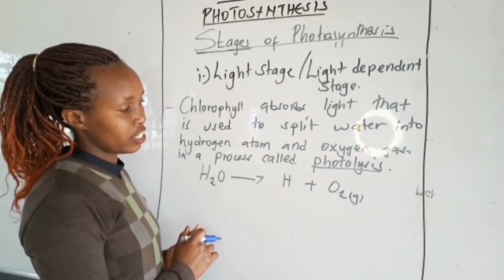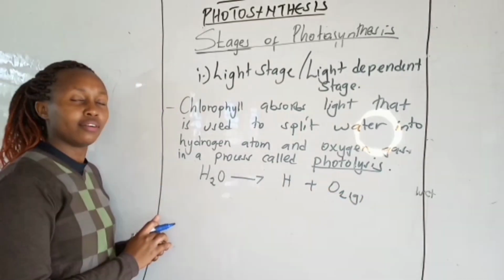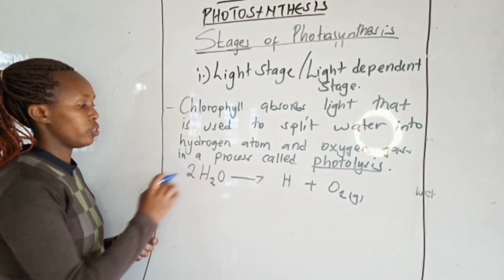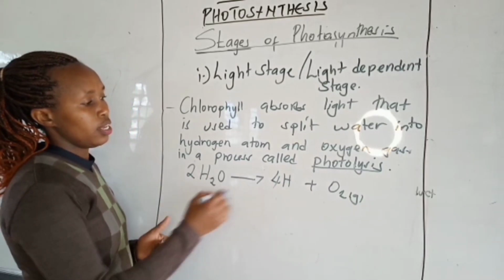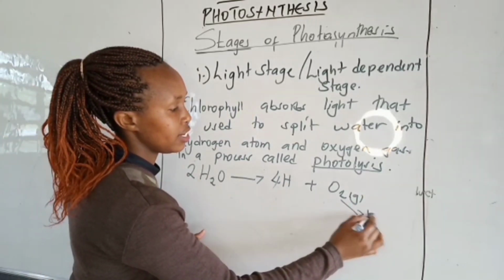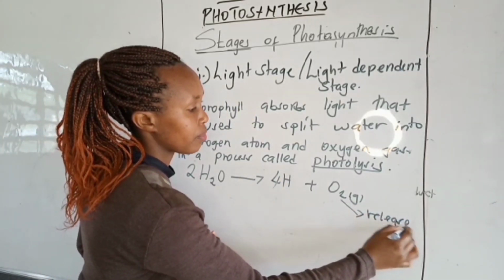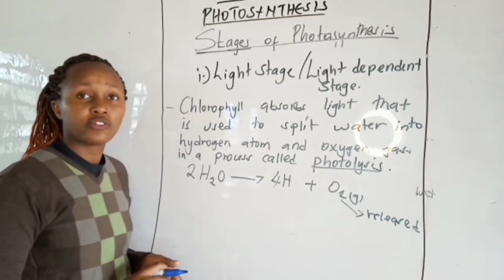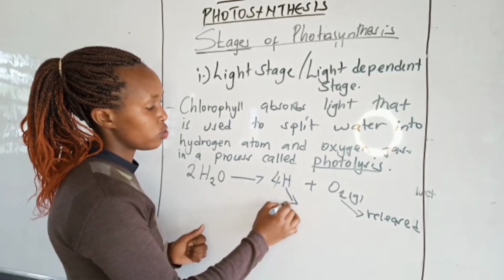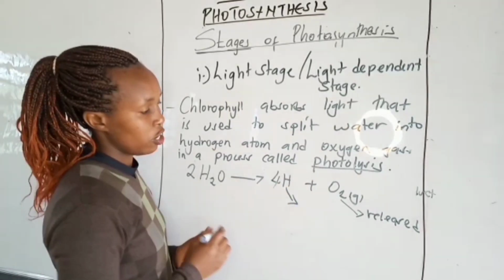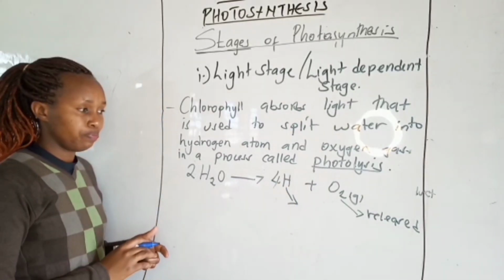We need to balance this equation, so we have to make sure that we have 2 oxygen, we put 2 there, we end up with 4 hydrogen atoms. So this is released into the atmosphere, and some of it can be used for the process of respiration in the plant itself. This goes to the second stage, which we are going to mention in a bit.